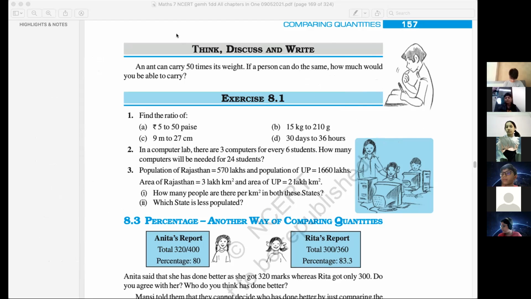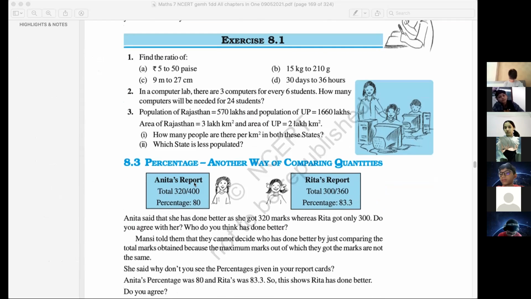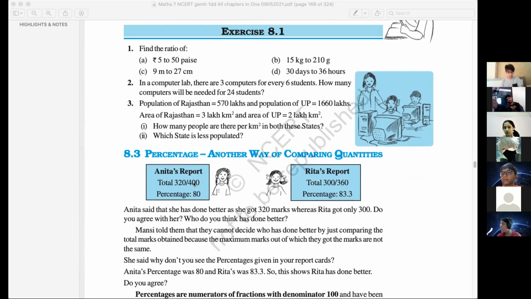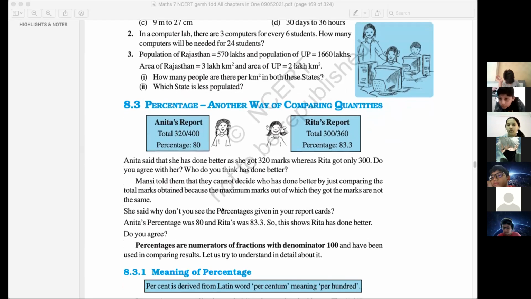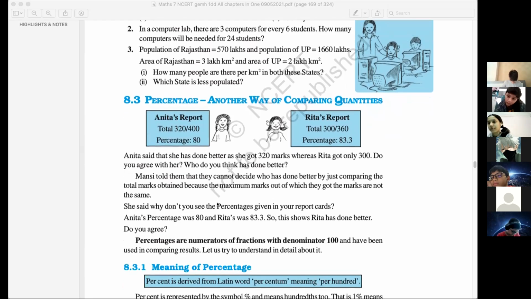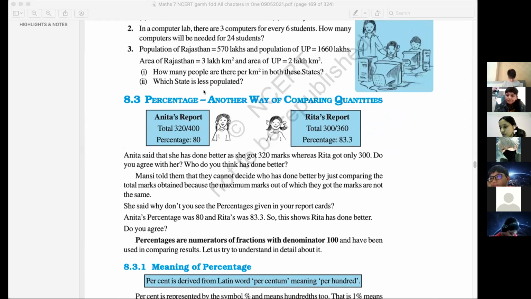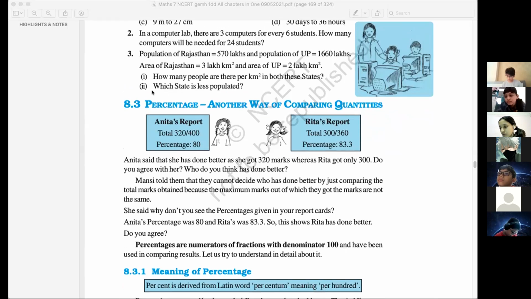Now the next exercise is what we have already done: percentage. Remember, I taught you percentage last year. Ma'am, the more populated state is UP, na? Because it has 830 people per kilometer square. Correct. The more populated is UP, but the state less populated that they have asked in the question is Rajasthan.